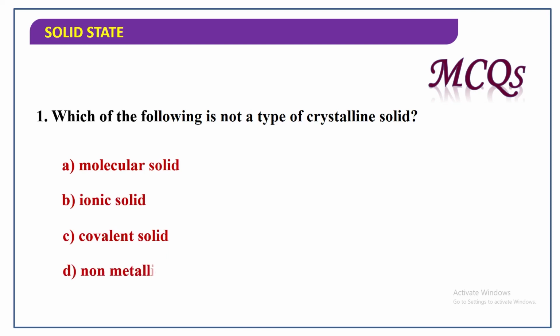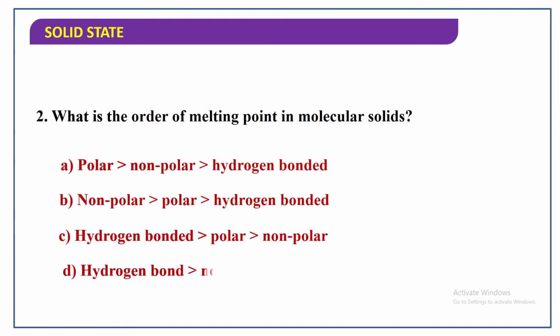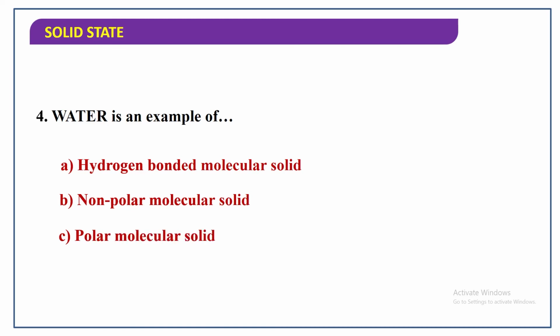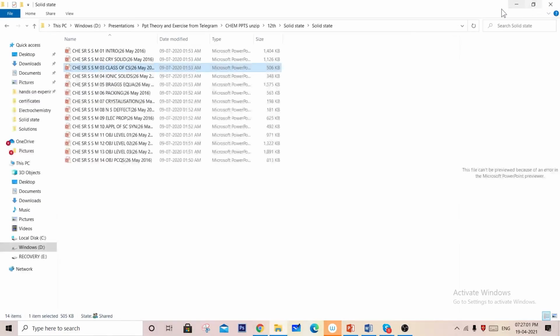Now, which is not a type of crystalline solid? Non-metallic solid, there's no such thing. Good. Order of melting point: non-polar, then polar, then hydrogen bonded. You are talking about the opposite; I'm talking about decreasing order. Inert gases are held together by London forces, also called dispersion forces. What is an example of hydrogen bonded? Water. Molecular solid. Got it?